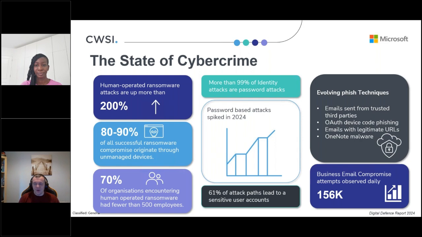There's constantly evolving techniques in phishing. So emails sent to trusted third parties, OAuth application attacks have been trending very high last year and continuing on from this year. And there's quite an interesting statistic. This is directly from Microsoft. The business email compromise attempts observed daily worldwide is 156,000. So 156,000 business email compromise attempts daily.